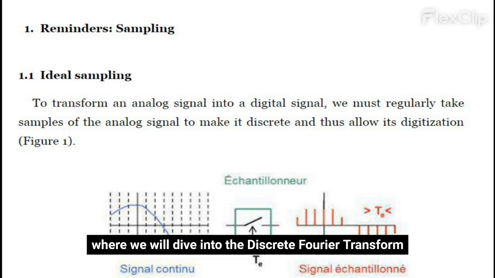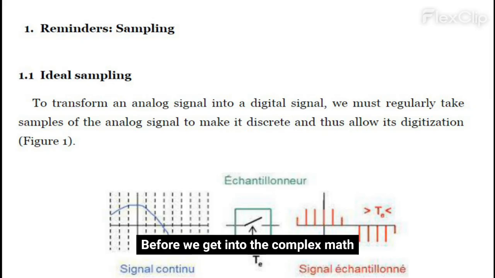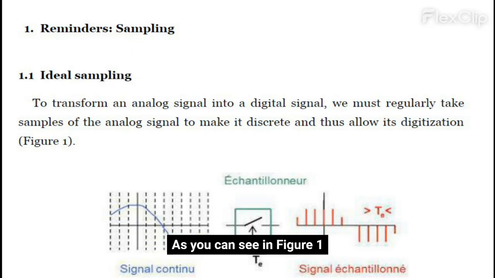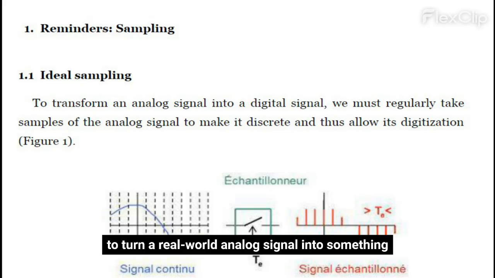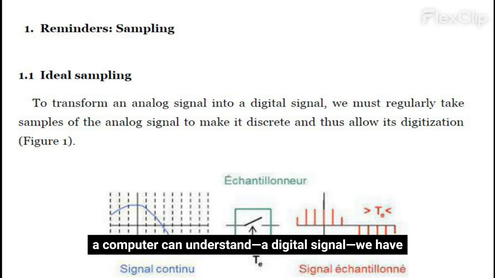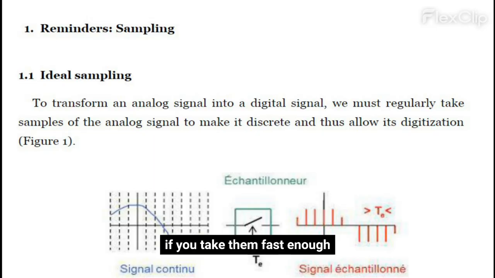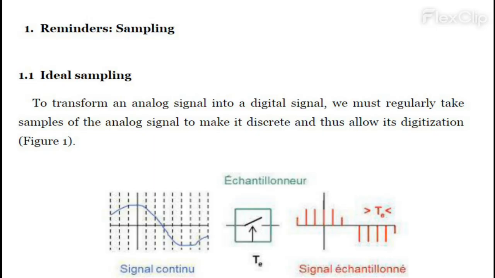Welcome to Chapter 1, where we will dive into the discrete Fourier transform, or DFT. Before we get into the complex math, let's start with a crucial reminder about sampling. As you can see in Figure 1, to turn a real-world analog signal into something a computer can understand, a digital signal, we have to take snapshots of that signal at regular intervals. Think of it like taking a series of photos of a moving object. If you take them fast enough, you capture the essence of the motion.